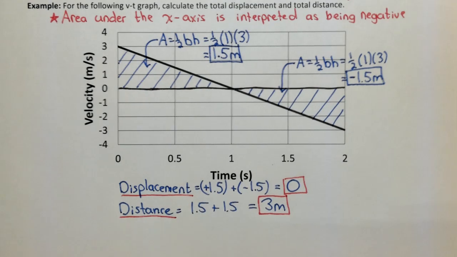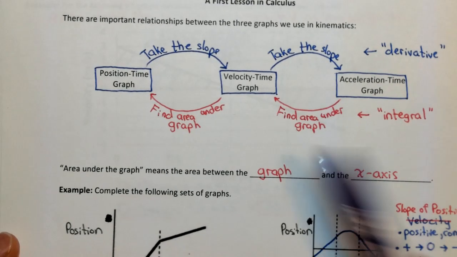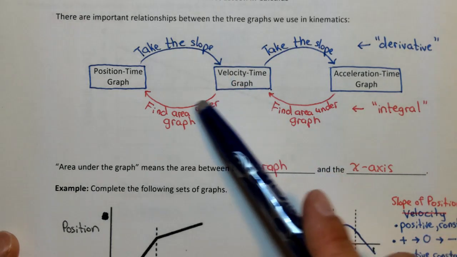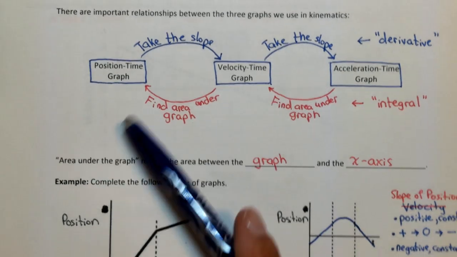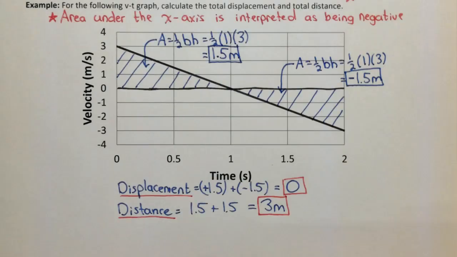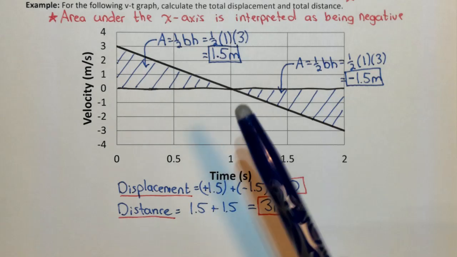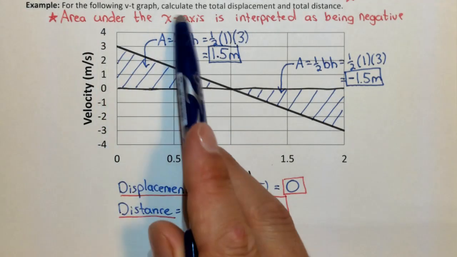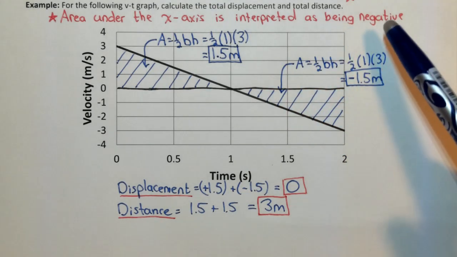And the key idea here is, well, there's a couple key ideas on this page. I would say the three key ideas we've talked about are, when you're looking at a velocity time graph and you want to know how something's position has changed, you find the area under the graph. Area under the graph means the area between the graph and the x-axis. Right? Graph, x-axis. Here's the area. And if we have an area under the x-axis, like over here, we interpret that as being negative.